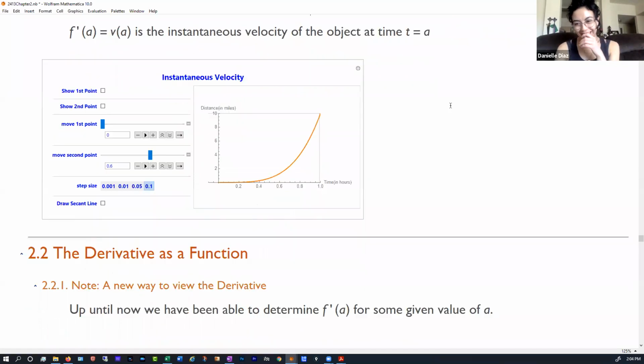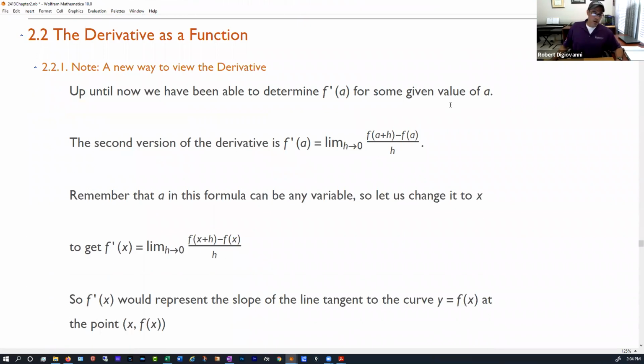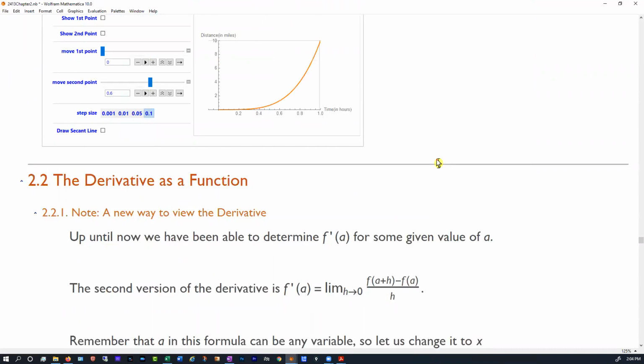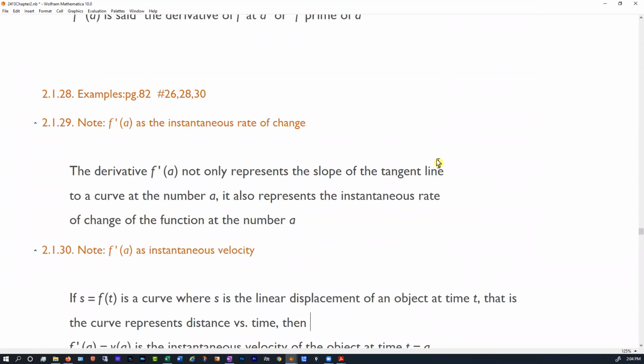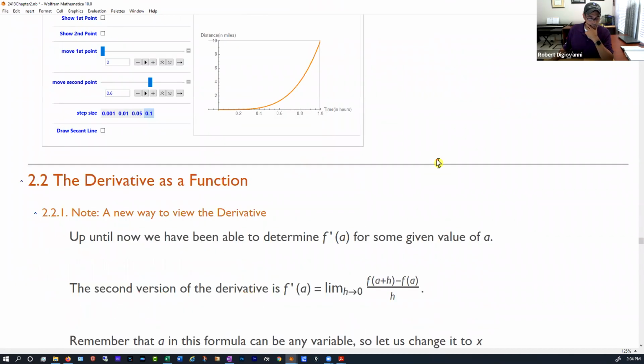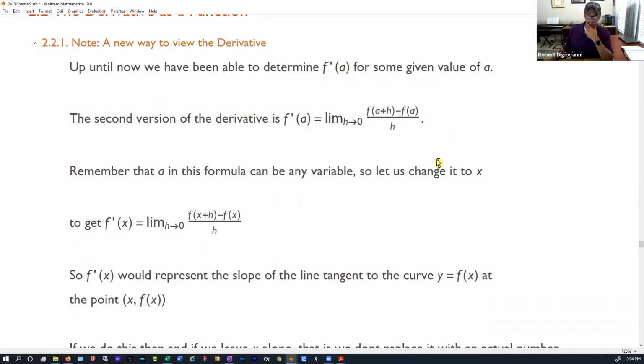All right. Okay, so here we go. We are moving on now to the next section, 2.2. Just so this doesn't get lost, remember that if you know the position of something, then the derivative gives you its velocity, right? So the derivative.